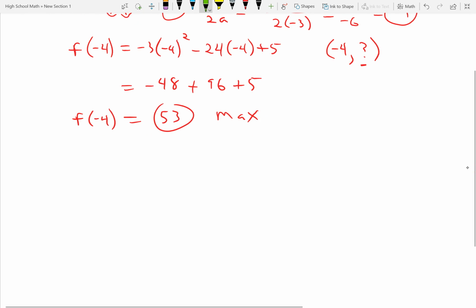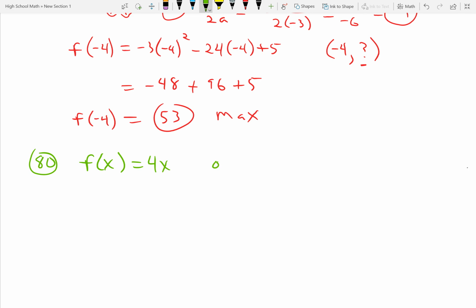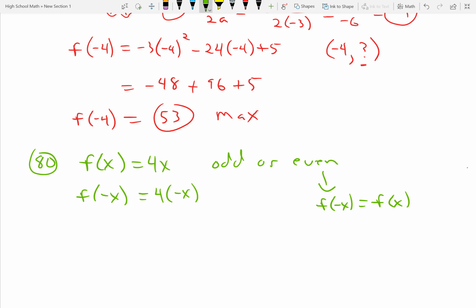Number 80. We want to know, is f of x equal 4x odd or even? To figure out if it's odd or even, substitute negative x in place of x. So I'm substituting negative x in place of x in both spots. A function will be even if f of negative x is equal to f of x. A function will be odd if f of negative x is equal to negative f of x.